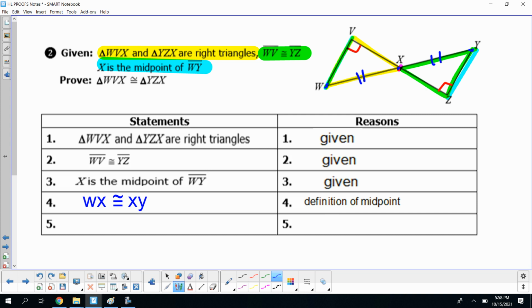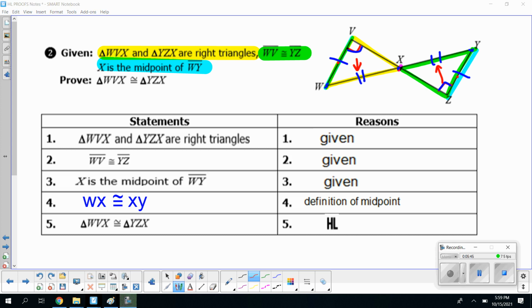All right, so let's go back up here and look. We know that it's a right triangle. They told us it was a right triangle. They also told us that WV is congruent to ZY or YZ. And we figured out, because of the definition of midpoint, that WX is congruent to YX. Okay, that means that triangle WVX is going to be congruent to triangle YZX by hypotenuse leg. If we look, we have our hypotenuse, and we have an adjacent leg that is congruent. Okay, that's it for today.